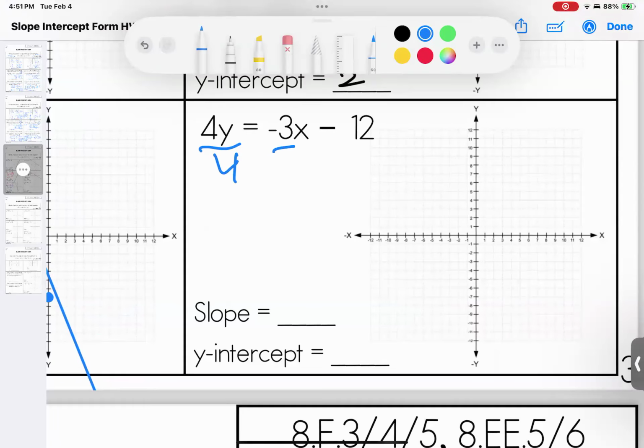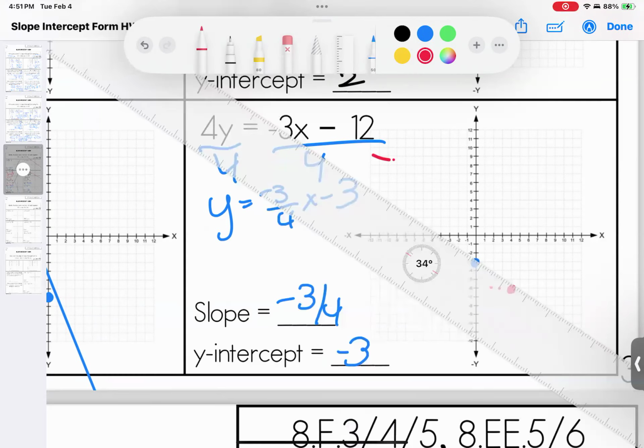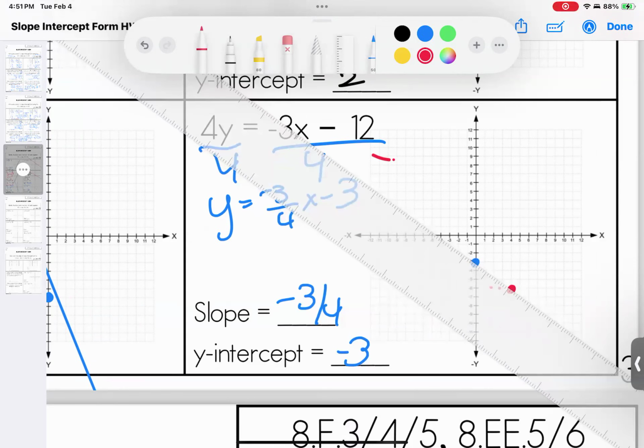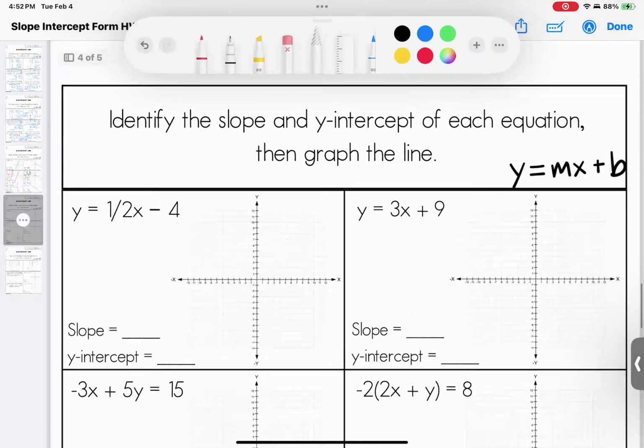All right, divide by 4, divide by 4. Y is equal to negative 3/4 x minus 3. We're going to go down to 3. Plot that point. And then we're going to go down 3 over 4. 1, 2, 3. 1, 2, 3, 4. Plot that beautiful line you've now created. Make sure it is a negative slope, so trending down as you go to the right. And that is the end of page 3.